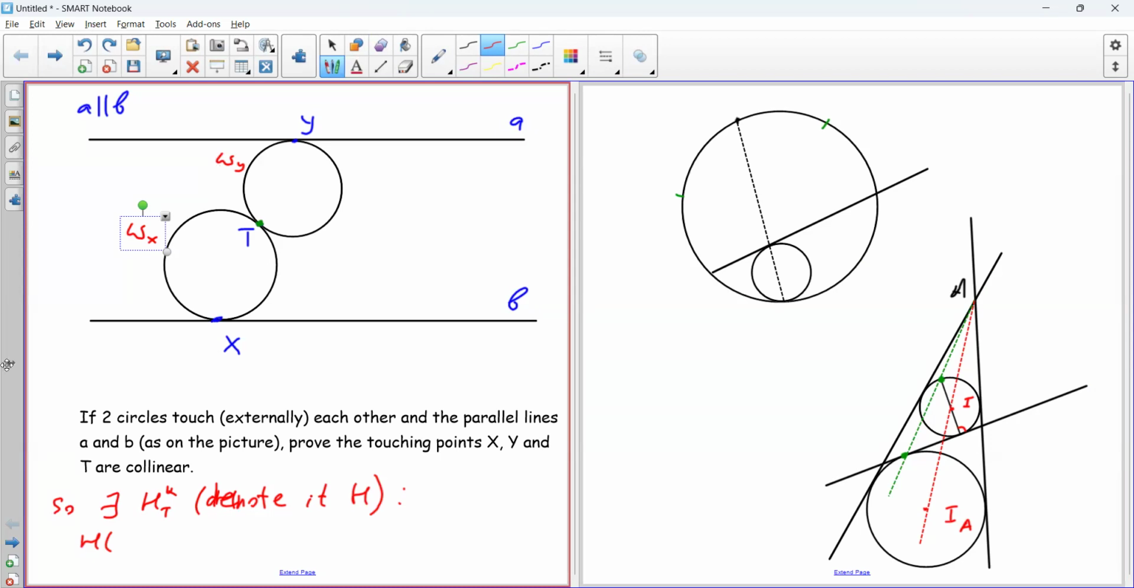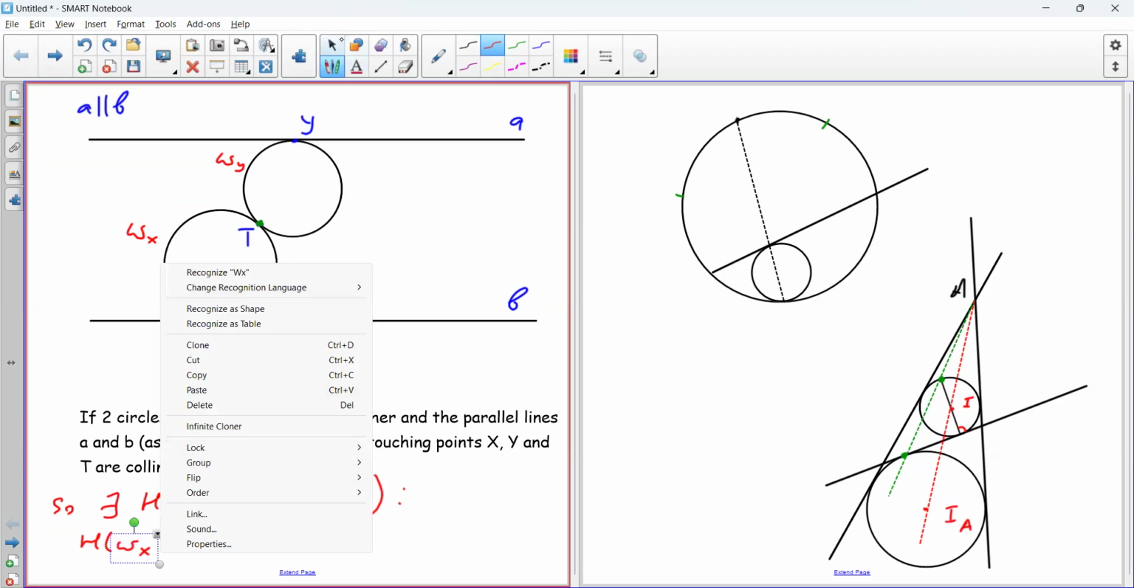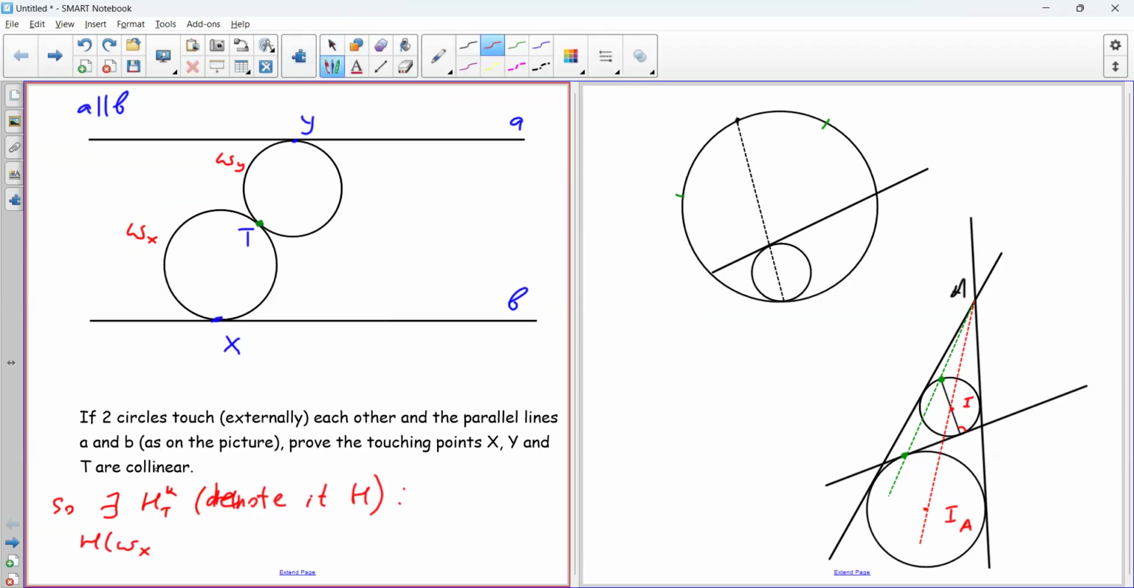So we know that the homothety of omega X is omega Y.